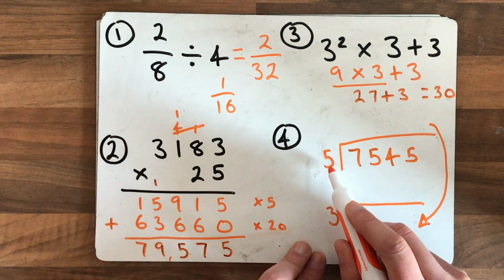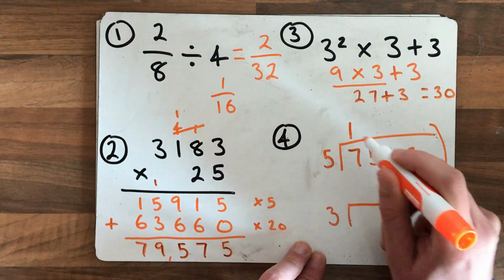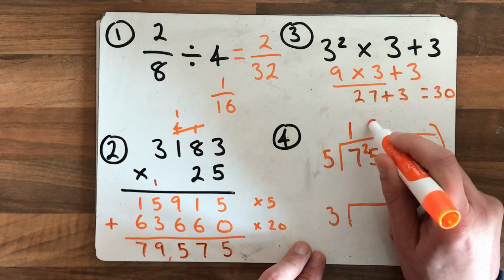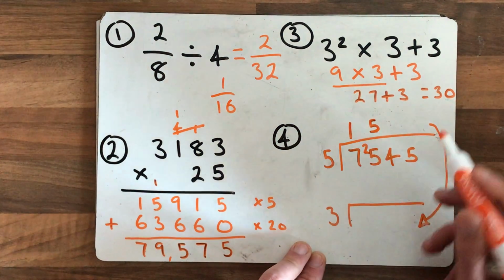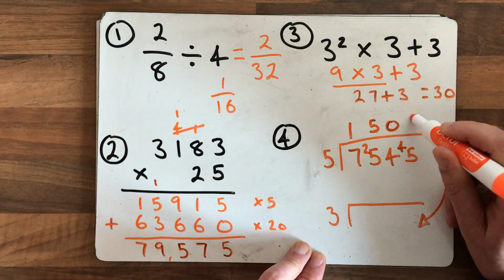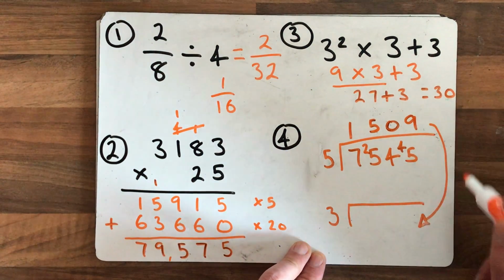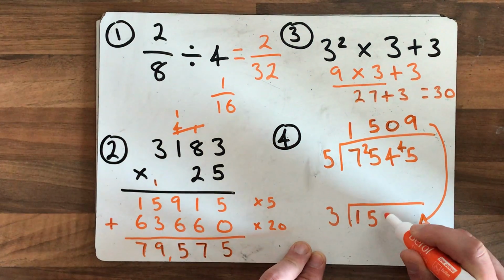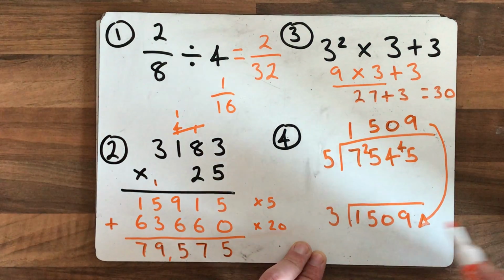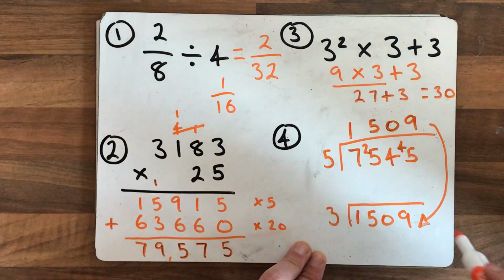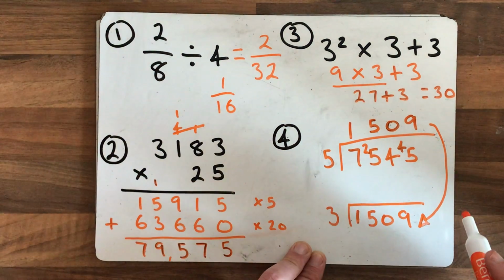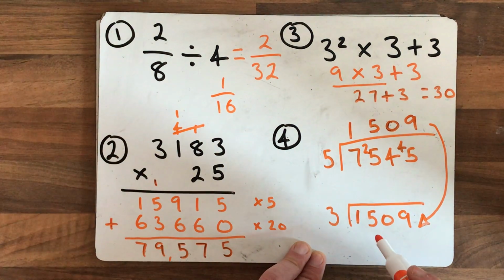So how many times does 5 go into 7? It goes in once, with 2 left. How many times does 5 go into 25? 5 times. How many times does 5 go into 4? It doesn't. How many times does 5 go into 45? It's 9 times. Remembering we take our answer now, 1,509, and we divide it by 3, divide it by our other factor. And if everything goes right, we should get to the exact same answer we got previously when we wrote out our 15 times tables, and we should get to 503.